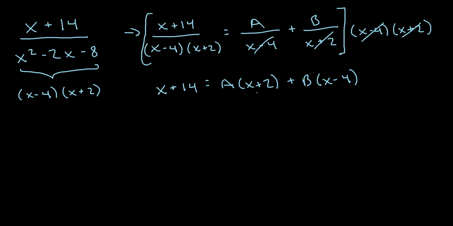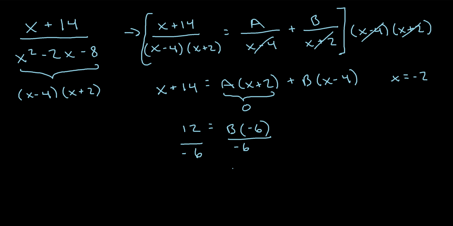So remember the trick. We can pick a value for x that will cancel out either a or b. For example, if we chose x as negative 2, this whole expression would become 0. So we would be left with negative 2 for x, negative 2 plus 14 is 12, is equal to b times negative 2 minus 4, which is negative 6. So to solve for b, we can divide both sides by negative 6. And b will be 12 divided by negative 6, which is negative 2.